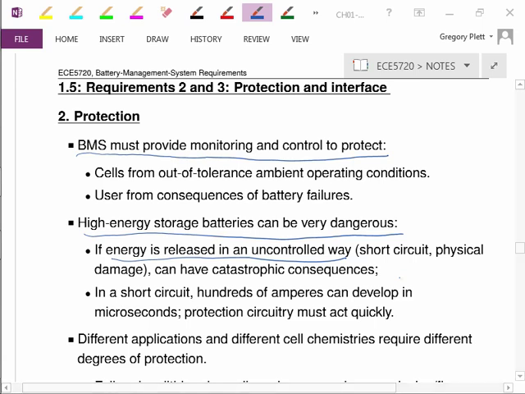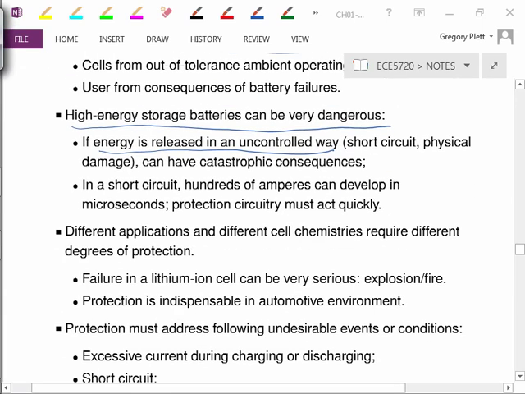Fuses, as we'll talk about in a moment, are one possible way of shutting something down, but fuses don't always act quickly. So this is not a trivial problem. This is a significant problem, but just not one that I intend to focus on too much.